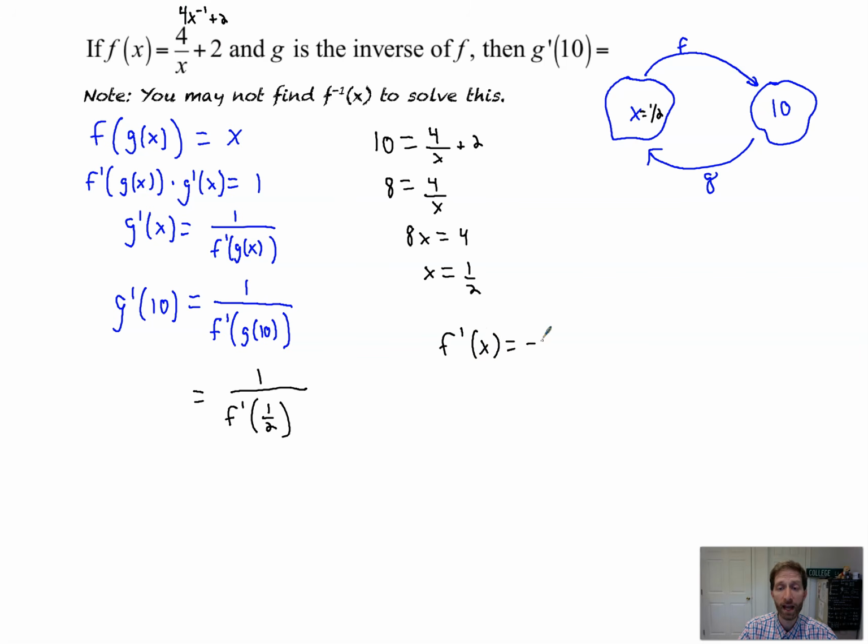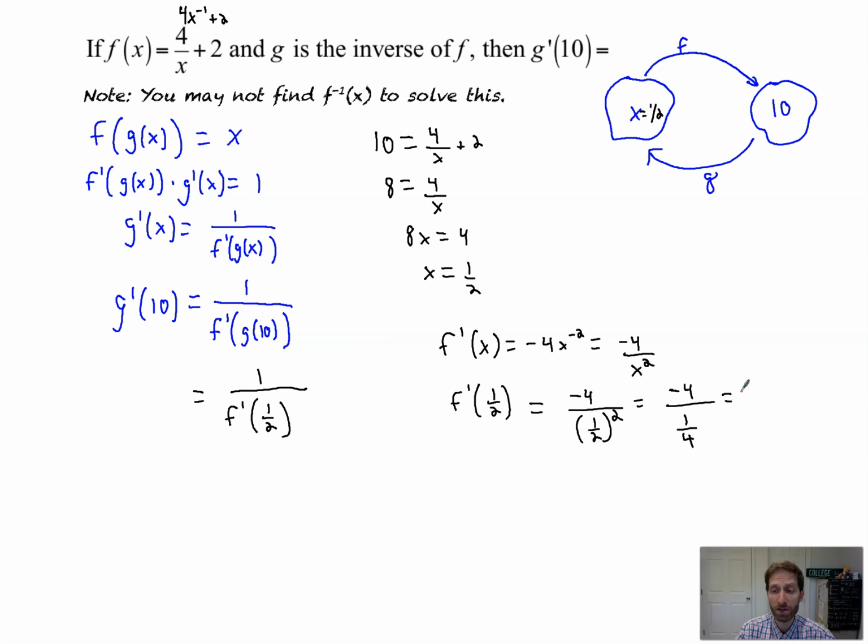Negative 1 times 4 is negative 4, x to the minus 2. And the derivative of 2 is 0. Sweet. So that's negative 4 over x squared. All right, we want f prime of 1/2. Again, I'm just going to do the work out to the side here because that's what the cookbook's telling us to do. F prime of 1/2, as the result of plugging that in, you'll get negative 4 over 1/2 squared. That's negative 4 divided by 1/4. Division by 1/4 is the same as multiplying by 4. That's going to be equal to negative 16. So negative 1/16 is your answer.